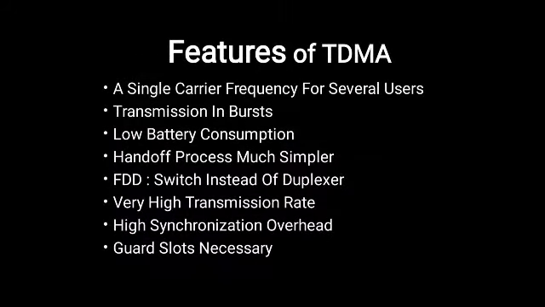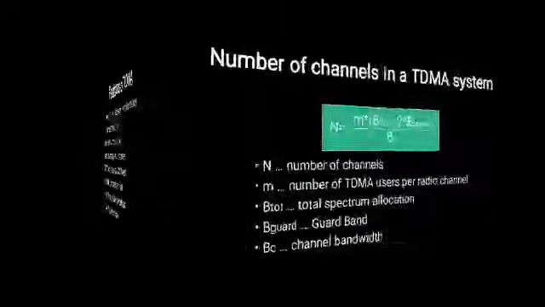Features of this TDMA: a single carrier frequency for several users can be allotted. Transmission is burst. Due to that, low battery consumption is enough. Handoff process is much simpler. FDD technique is used for duplexing. Switch is used instead of duplexer. Very high transmission rate. High synchronization overhead is a problem. Guard slots are necessary here.